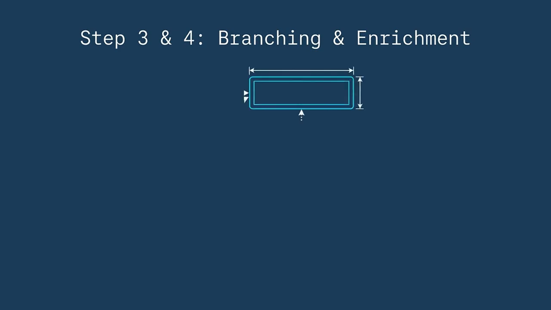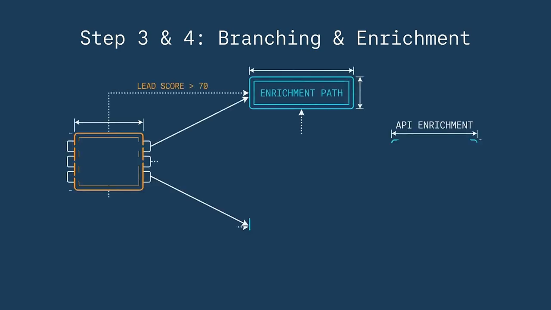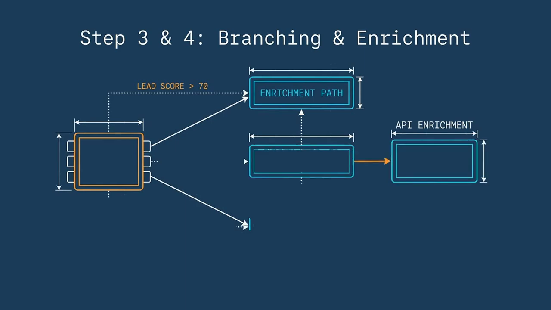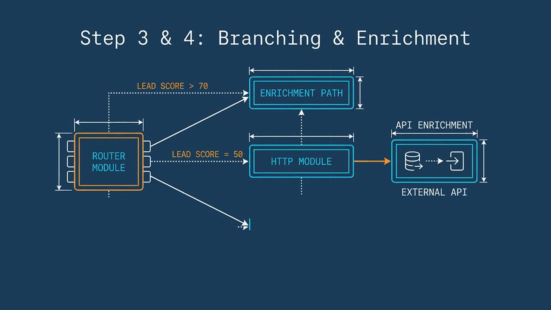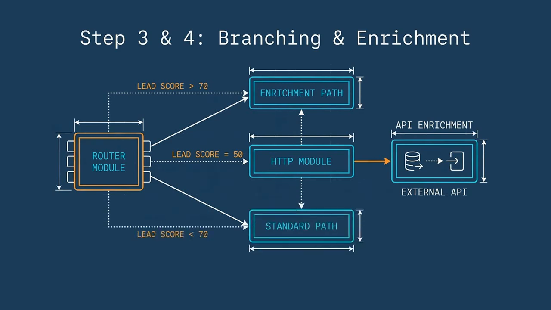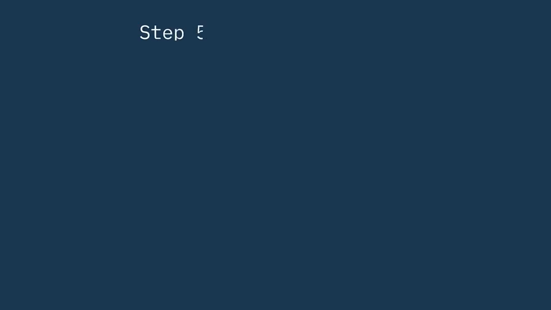Step 4. For data enrichment calls, use Make's HTTP module to hit the Clearbit enrichment API directly. Keep this inside Make as long as the response mapping stays under 10 fields. Step 5. When field mapping exceeds 10 fields or requires recursive logic, call out to a FastAPI endpoint hosted on Railway, pass the raw payload as JSON, and return a clean, normalized object.